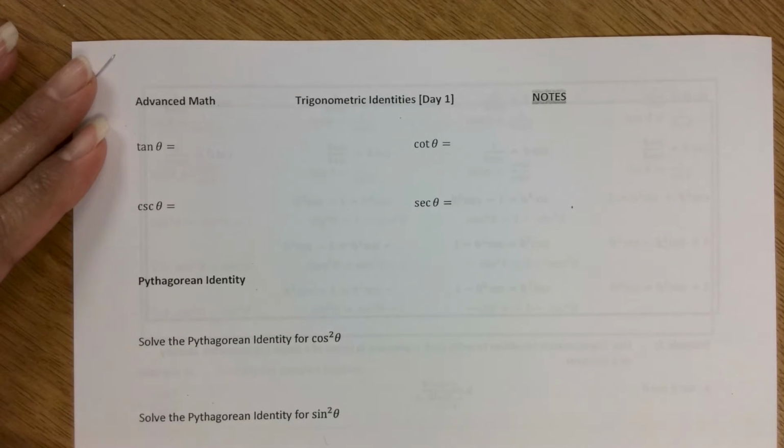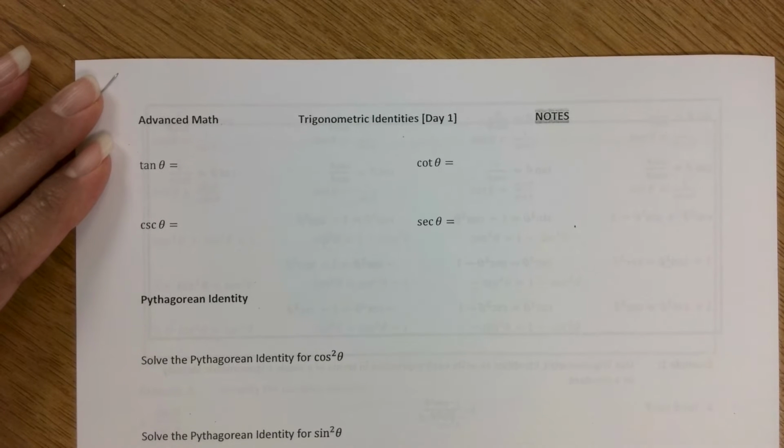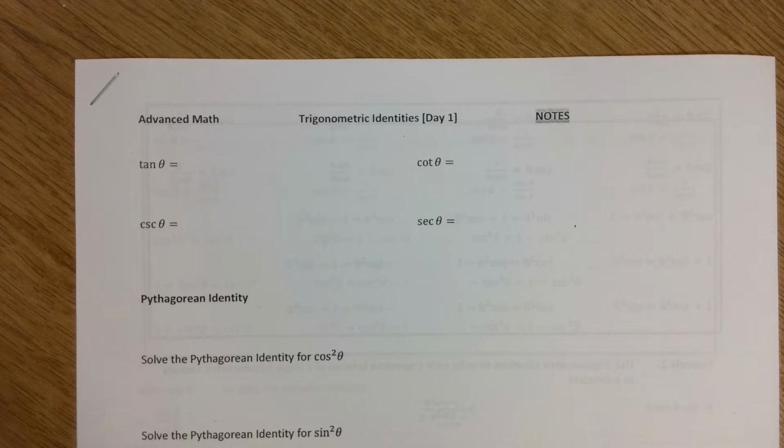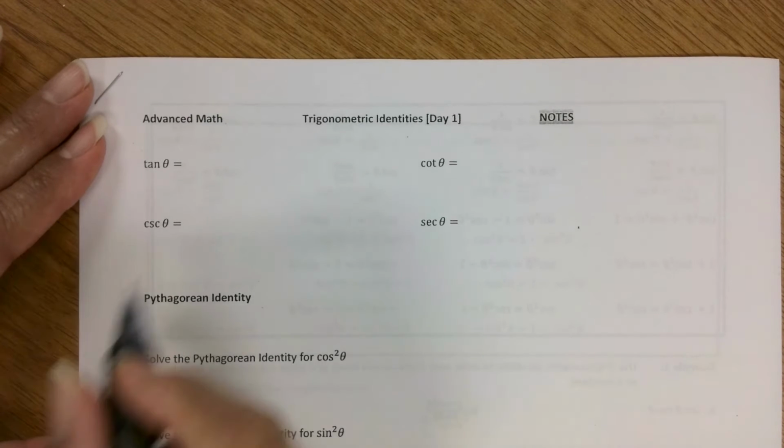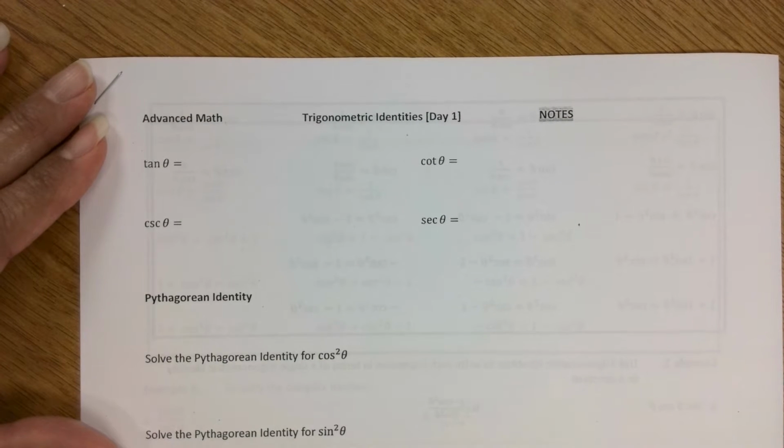This lesson covers section 5.1, day 1, and the first thing we're going to start out with is going over the discovery of some of these Pythagorean identities and how to manipulate them and solve for certain terms within the Pythagorean identity. And then we're going to use these formulas to do some basic simplification of trig expressions.